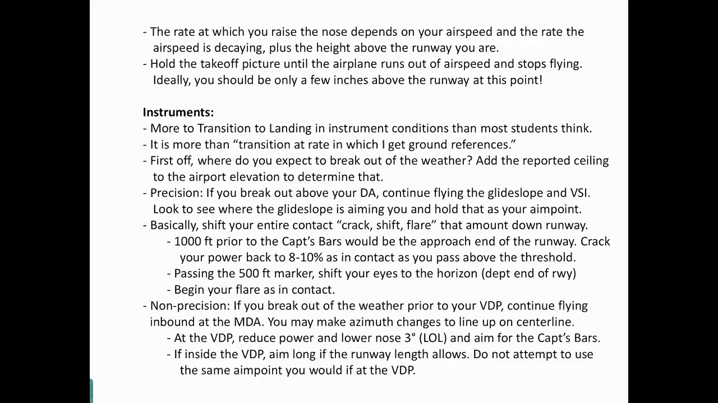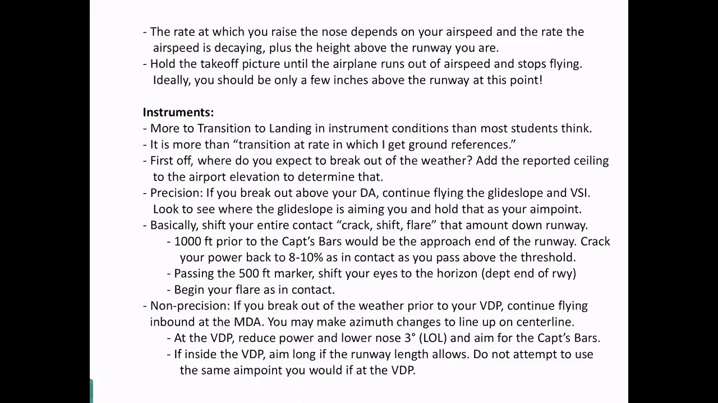Remember, it's a 3-degree glide path, so it's going to be about line on line. That also sounds like 21% on my torque. And I'm aiming for that runway point of intercept. Most likely the captain's bars, if that threshold crossing height is somewhere around 50. If I'm inside the VDP when I first see the runway, then I know that I'm going to be steep.